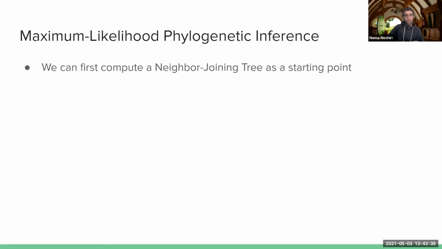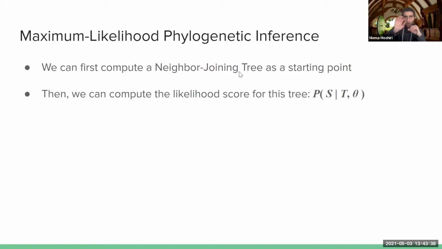Okay. So now what can I do? I have a quick and dirty tree that I generated using this simple algorithm, but I want to improve it. Given this quick and dirty tree, I can compute the likelihood score for that tree. I can compute the probability of observing those sequences given this specific tree and given my model parameters, right? That was just Felsenstein's tree pruning algorithm.